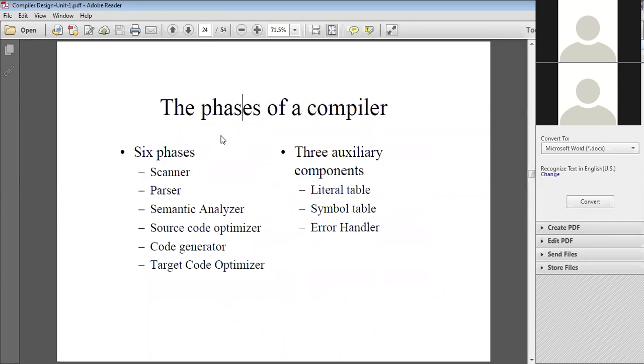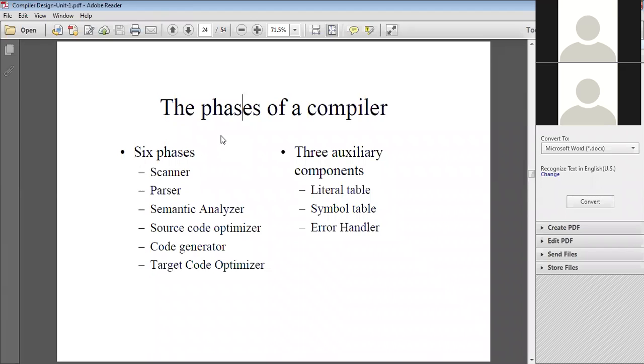The phases of a compiler, again 6 phases. Earlier we have studied the main 2 phases, the analysis phase and the synthesis phase, and those phases are divided further. Then we will get a total of 6 phases. The first phase is called the scanner, then the parser, then the semantic analyzer, then the source code optimizer, then the code generator, then the target code optimizer. Okay, and 3 auxiliary components.